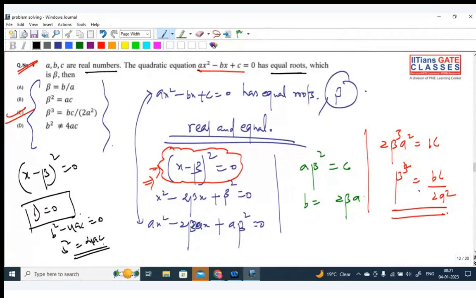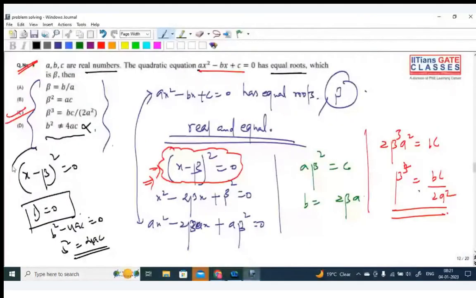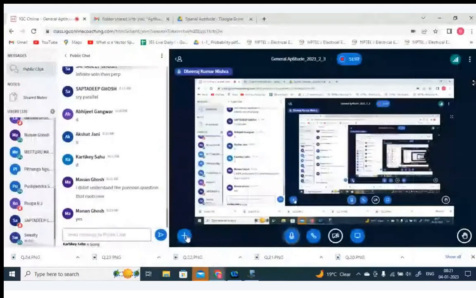Understood. But what they have said here is that b, this is not correct, okay? So you can solve. I think, Manan, have you understood this now? Then what you can do, you just open it and compare with this, and take the product. So you will understand.